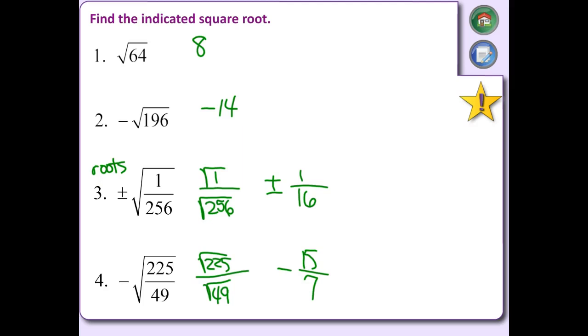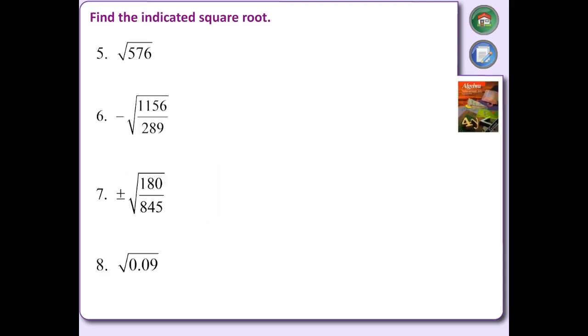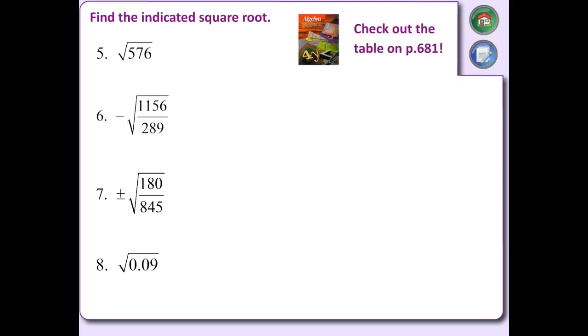Now, we're going to get into some square roots that are a little bit bigger than we may know, and so a real good thing to help you as we go through this section, there is a chart in your book. And if you need some help figuring out square roots, then you can check out the table on page 681. So go ahead and open up to that page, and let's see if you can use that table to find the square root of 576.